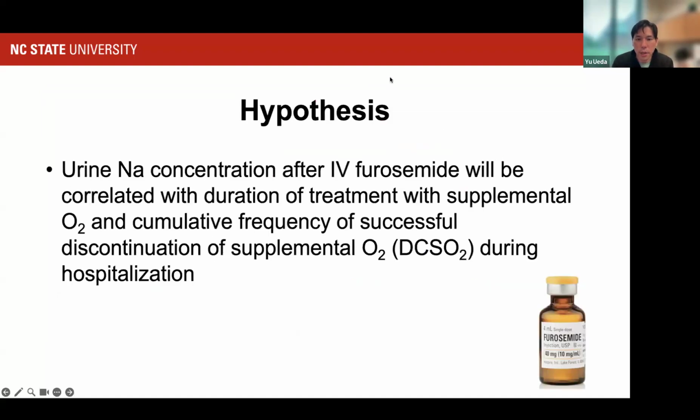So going into this paper in detail, the hypothesis was that the urine sodium concentration after IV furosemide would be correlated with the duration of treatment with supplemental oxygen and the cumulative frequency of successful discontinuation of the supplemental O2. They call that DCSO2: successful discontinuation of the supplemental O2 during the hospitalization.